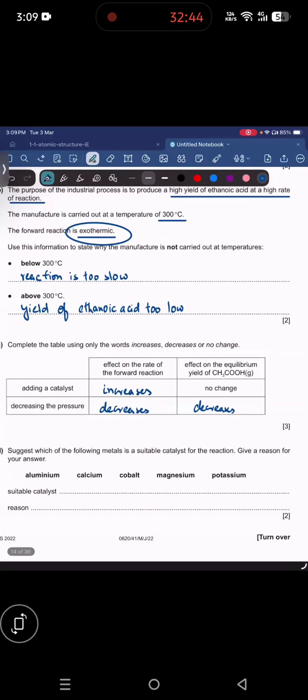Now, suggest which of the following metals is a suitable catalyst for the reaction. Give a reason for your answer. Aluminium, calcium, cobalt, magnesium, and potassium. Which one is a suitable catalyst here? Yes, student. For the catalyst, what type of element do we have to check? The group 1 element, group 2 element, group 3 element, transition element. What type of elements do we have to check? Yes, please.